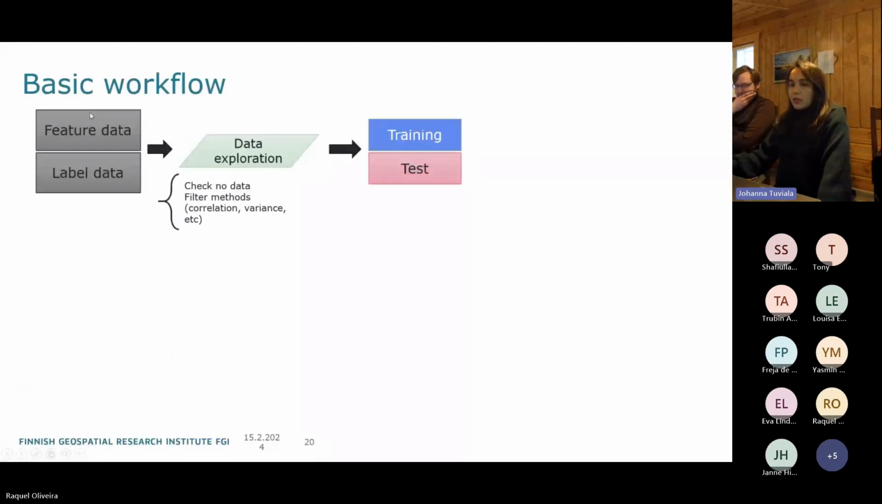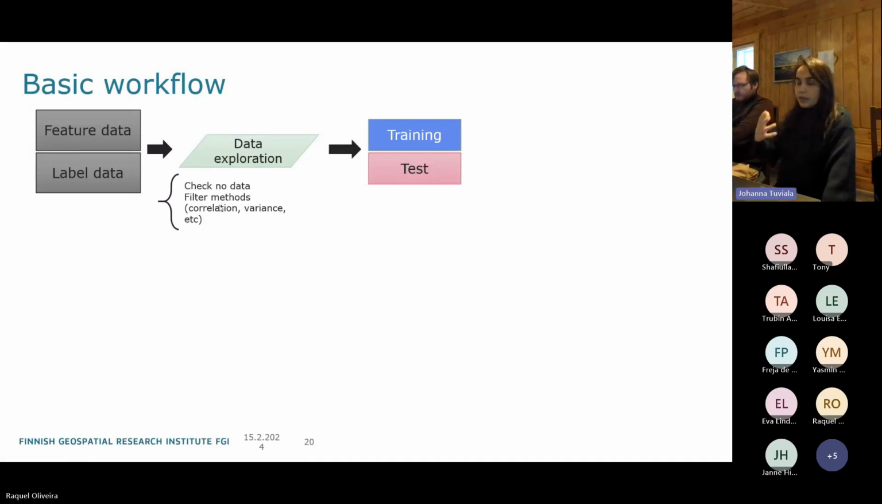So just the basic workflow, but it doesn't mean that you have to follow all of these steps. You can think about your data and always analyze first. So we had the features, the classes, the labeled data, and we did the data exploration. We check if everything is good, there's no missing data, and we can use some filter methods to already reduce the number of features. So for example, when I talked about having thousands of features, they are probably correlated.